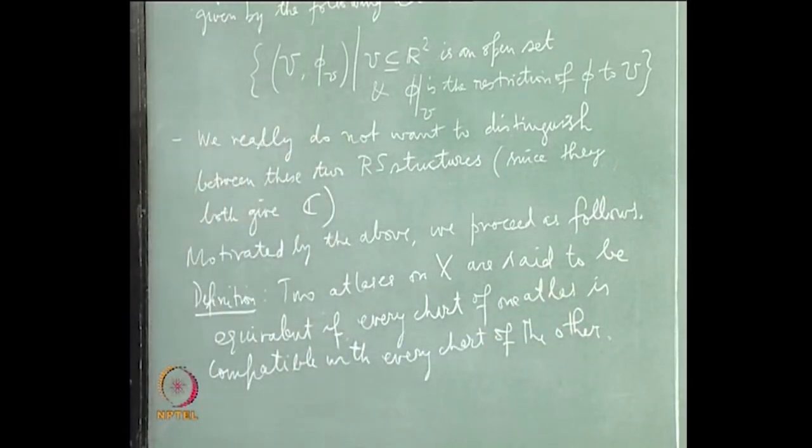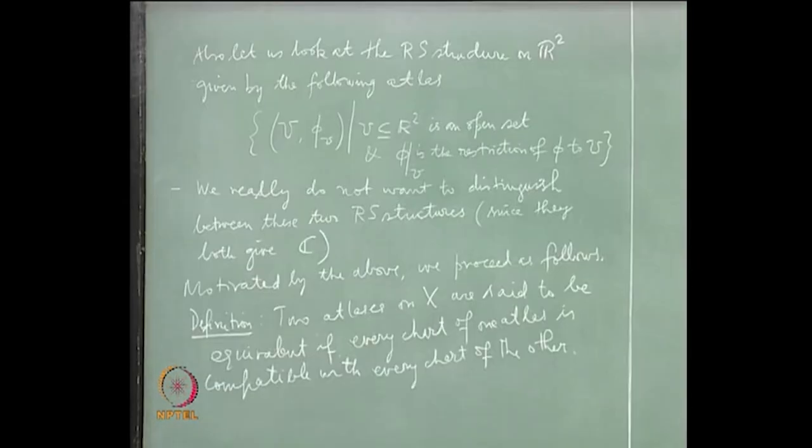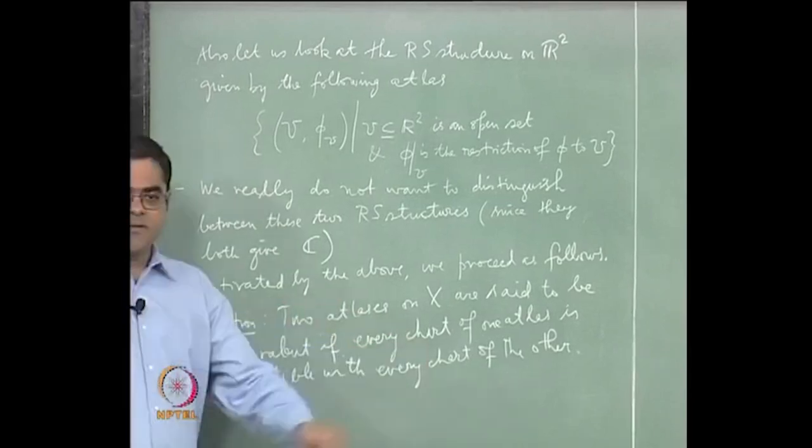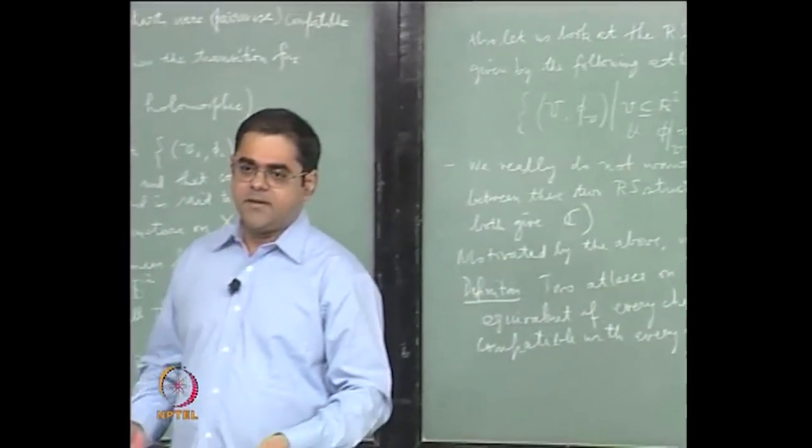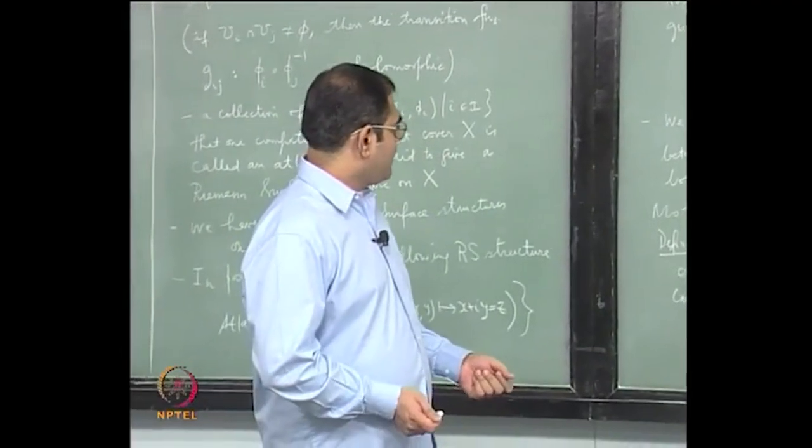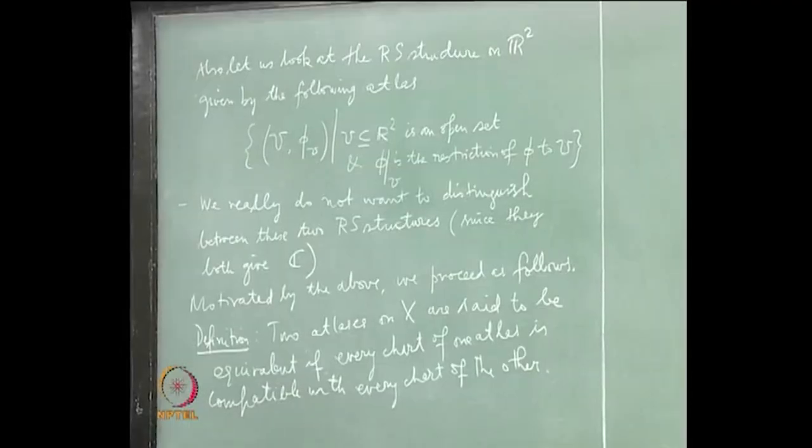Okay, so this is basically a definition of equivalence of atlases, complex atlases. It's a very simple definition. It says every chart of one atlas is compatible with every chart of the other atlas. And you can see that this is clearly an equivalence relation, because this is symmetric about the two charts. Okay, and there's something else that you can also see.